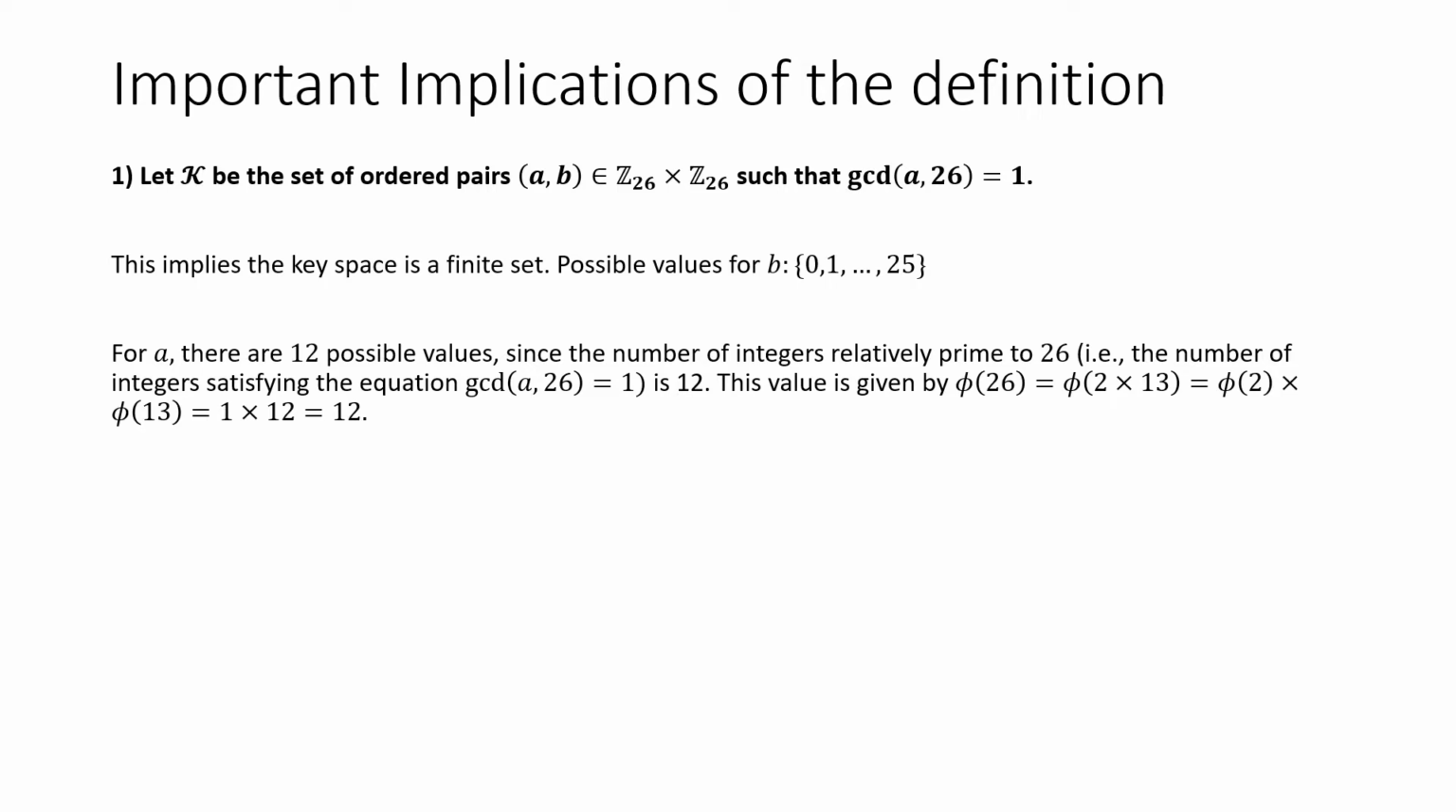So 1 is the only number between 1 and 2 that is relatively prime to 2, and for 13, between 1 and 13, there are 12 such numbers that are relatively prime. To finish off, we just multiply these two numbers, 1 by 12, and we get 12. So there are 12 possible values that are relatively prime to 26.